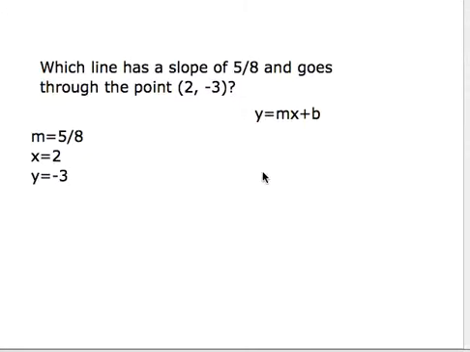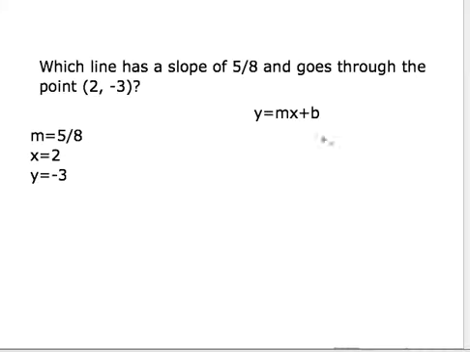Okay, so this one, what line has a slope of 5/8 and goes through the point (2, -3)? So I'm going to first try and find my b. In order to do that, I'm going to plug in everything that I know, my x and my y, and my m. So y is -3, m is 5/8, x is 2, and my b is what I'm trying to find.